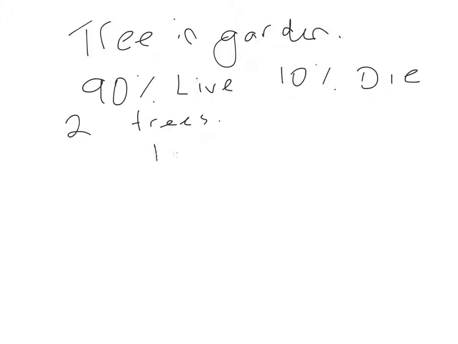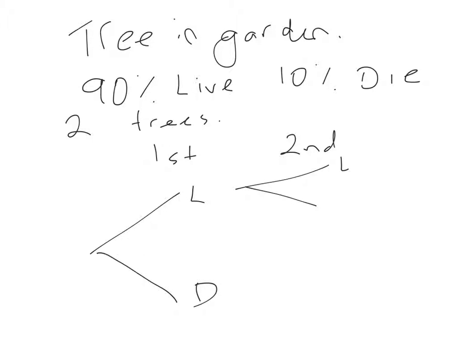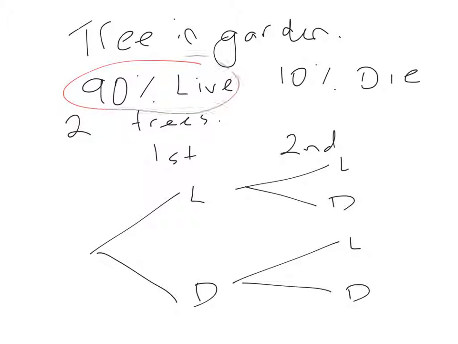So our first tree and our second tree. If we plant the first tree, there are only 2 things that could possibly happen. It either lives or it dies. Second tree has the same possibilities. Now, we know from our expert gardening skills that it's got a 90% chance to live or a 10% chance to die.